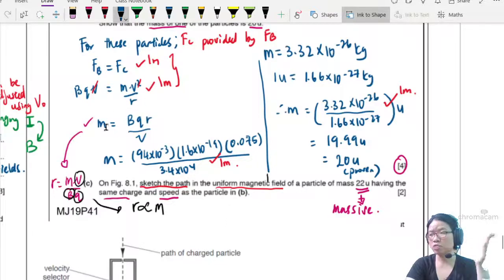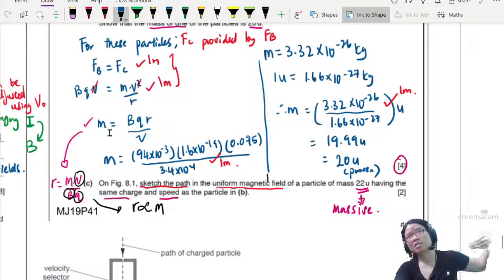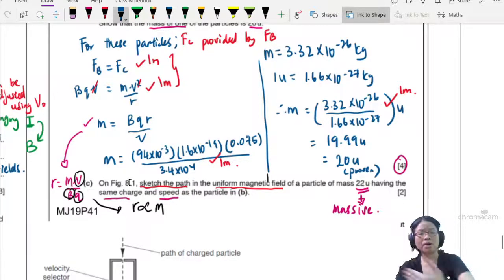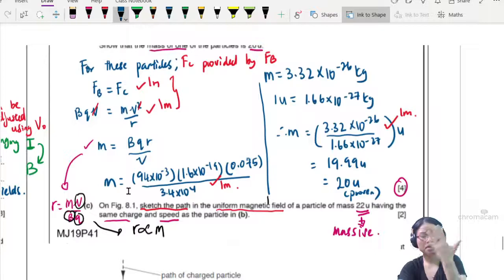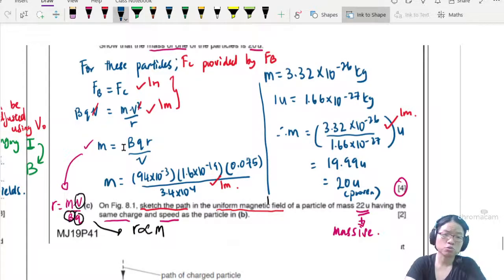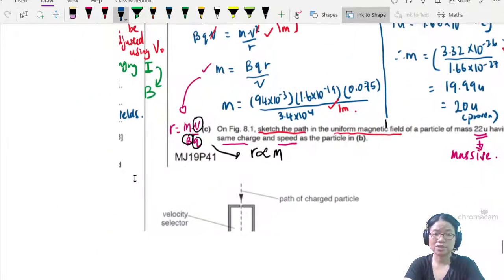You either use this relationship or you can also use logic. You're turning something with a bigger mass, and all the other parameters are the same: B, the magnetic field strength or magnetic flux density, the charge, the speed, all the same. So if all the parameters are the same, radius is proportional to mass. Larger mass, you turn a corner, you need a larger radius.